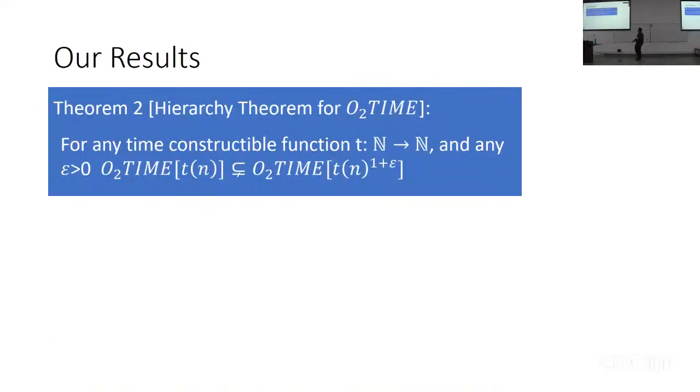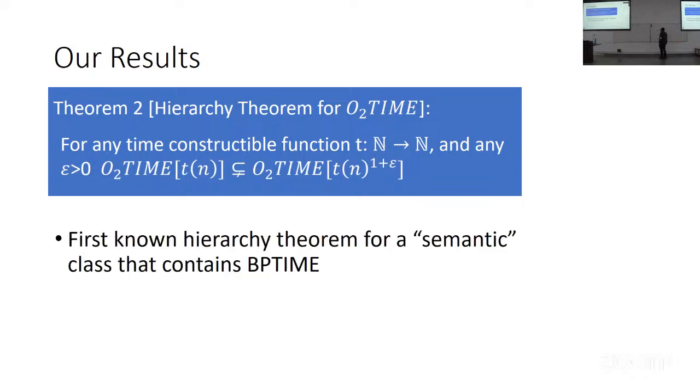Okay, we prove another result, which is we give a hierarchy theorem for time. Which is saying that if I have more time, I can solve more problems in this model. Again, this is interesting because this is a uniform hierarchy theorem, and we don't know any uniform hierarchy theorem for these kinds of semantic classes. And this class contains BPTIME, right? This is the big open problem, which is give me a hierarchy theorem for randomized complexity classes. We don't know how to solve this.